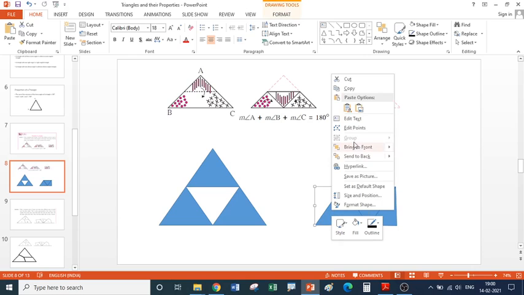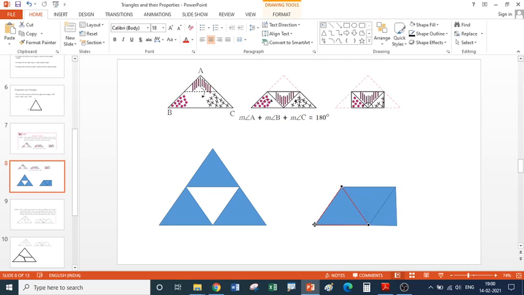See, isn't it? It has become the same as what was expected. So it has become the same as this. So our property is satisfied: measure angle A plus measure angle B plus measure angle C is equal to 180 degrees. With the help of three different triangles, we made a rectangle, right? Now why is it satisfying 180 degrees?